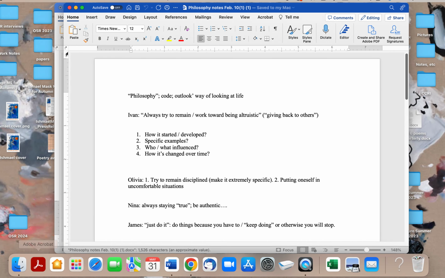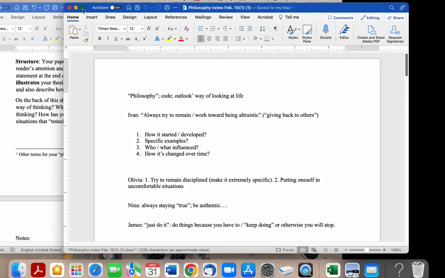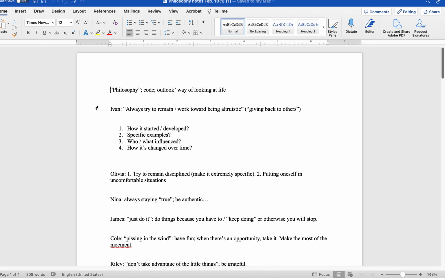These are just some students I had who started to brainstorm. Ivan, a great student, started to brainstorm his code: always try to work toward being altruistic, which is giving back to others. Being helpful toward others is his code. And there are just some components you're going to look at: how it started, specific examples, what influenced it, how it changed over time.